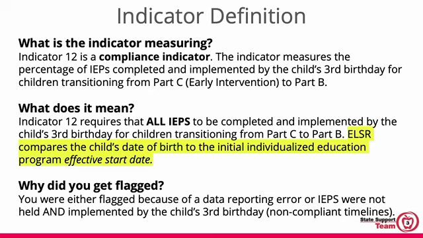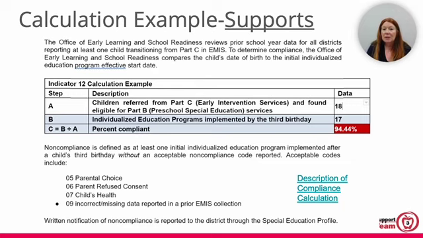The data ELSR looks at is submitted by each district through EMIS. Previously, ELSR looked at data from each fiscal year separately, but now the child's complete records are reviewed, even if they span EMIS years. Here's an example of how the data is calculated. If you want more information, access the description of compliance calculation link on the slide.